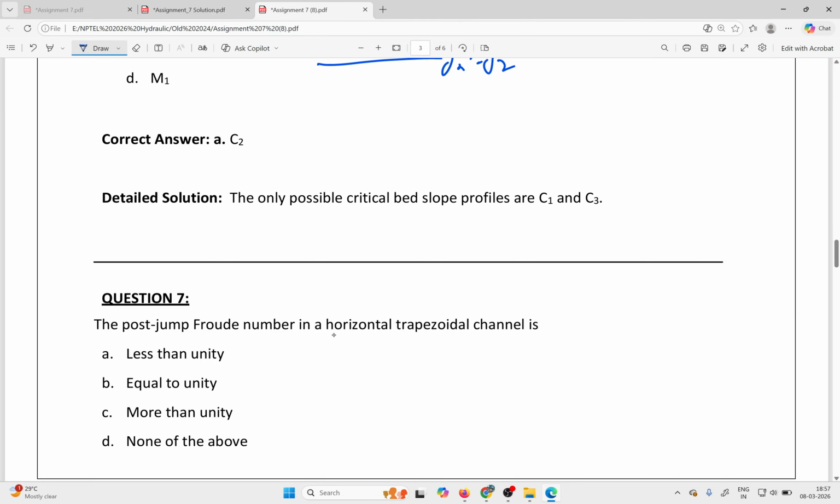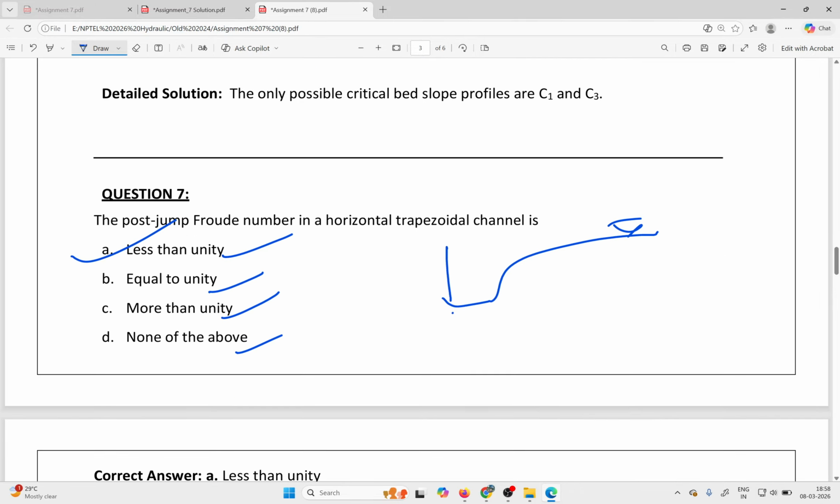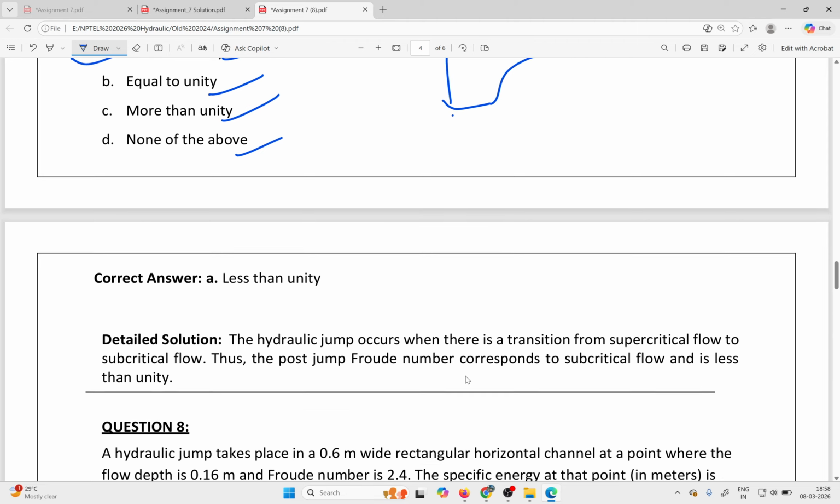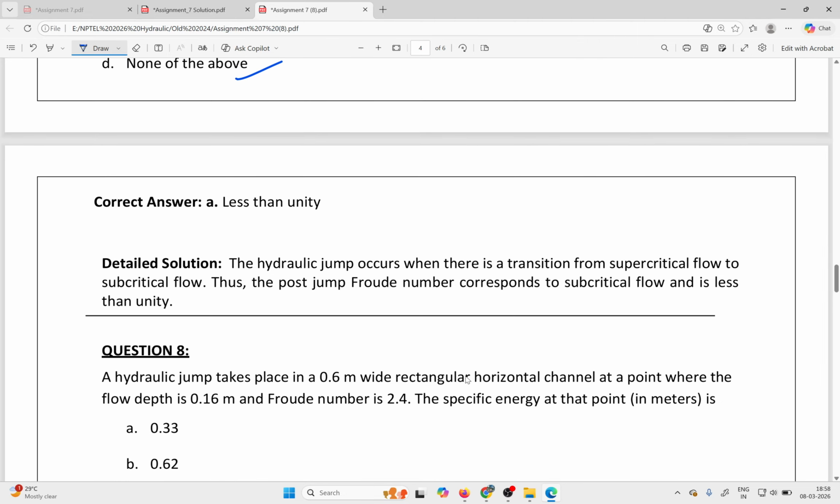Post jump Froude number in a horizontal trapezoidal channel is less than unity, equal to unity, more than unity, or none of the above. As you know, before the jump the flow is supercritical, then after the jump it is subcritical flow. If it is subcritical flow, then your Froude number should be less than unity. Very easy.